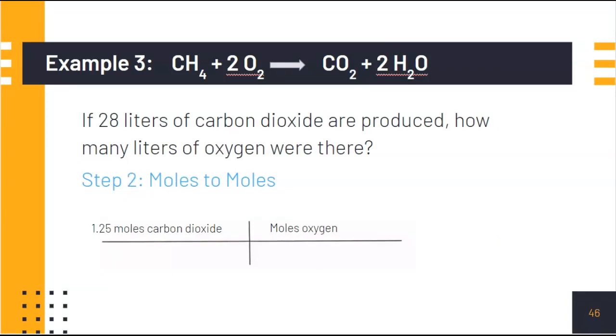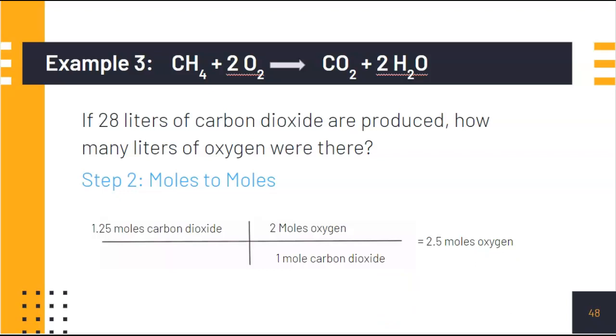Step 2, we're going to go moles to moles. Here's where we're changing over from carbon dioxide to oxygen, okay? So I just figured out I've got 1.25 moles of carbon dioxide. I want to know how many, if I make that much of it, how much of the oxygen would I need? So let's see. If I look at my coefficients, for every 1 mole of carbon dioxide, I need 2 of oxygen. So there's my 1 and my 2. Great. So my math is going to be 1.25 times 2, divided by 1, which gives you 2.5 moles of oxygen.